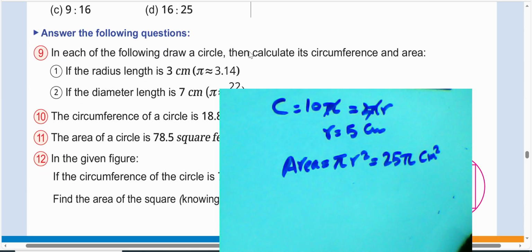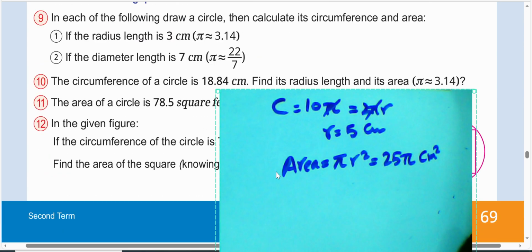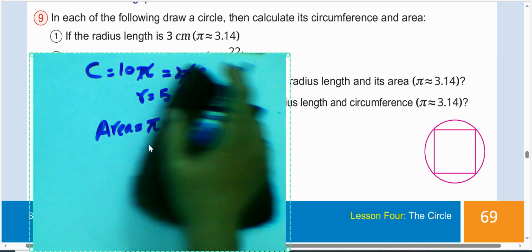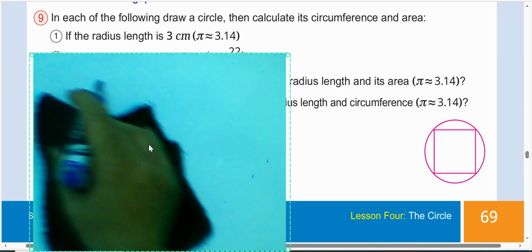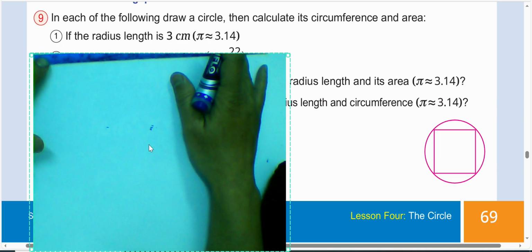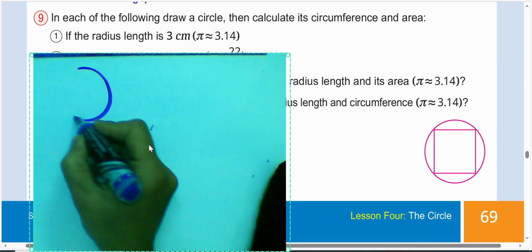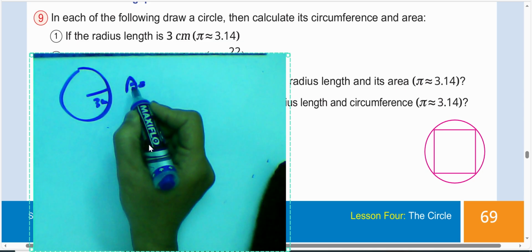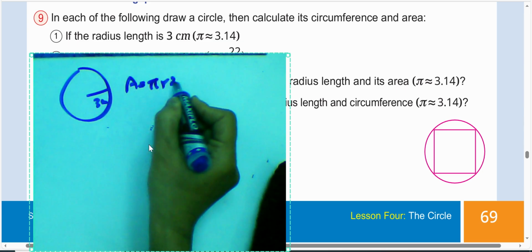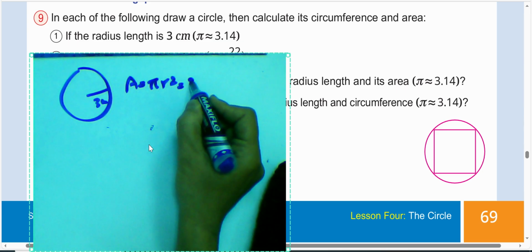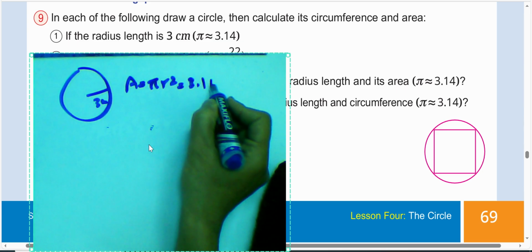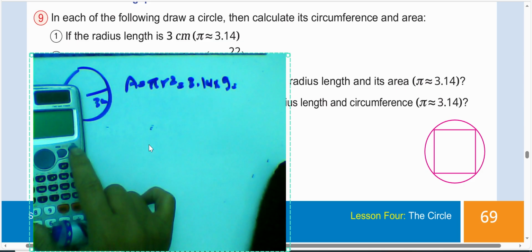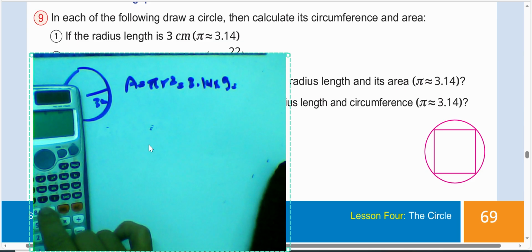Next question, number 9. In each of the following, draw circles, then calculate the circumference and the area. We can draw by using a compass. Okay, the radius was 3 centimeters. Draw the circle with the compass and radius 3 centimeters. We can find the area by pi r power 2. Pi is 3.14, times 3 power 2, which is 9. You can use a calculator to find 3.14 times 9.